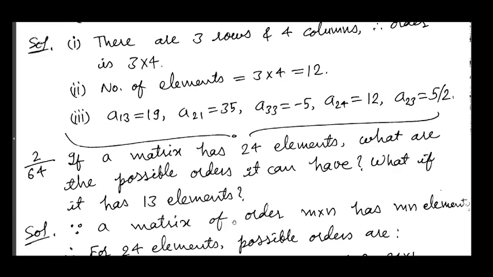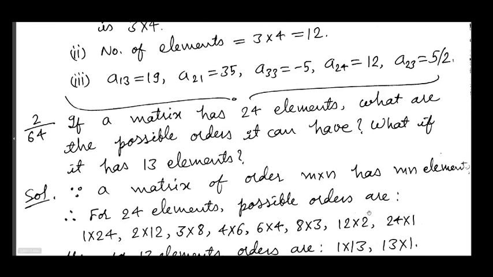Since matrix of order m cross n has m into n elements, therefore for 24 elements we can find possible orders, means possible ways of factorizing m cross n. 24 can be factorized as 1 into 24, means we divide 24 by 1, we get 24. You can divide 24 by 2, you will get 2 into 12. You divide it by 3, you get 3 into 8. Same way dividing by 4, it is 4 into 6, and after 4 it is divisible by 6 only, so then 6 into 4. Once it gets reversed, then no need of checking any more division over here.